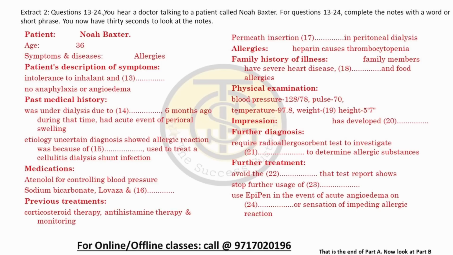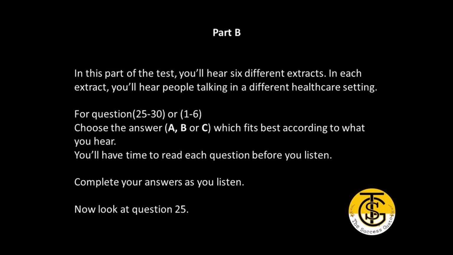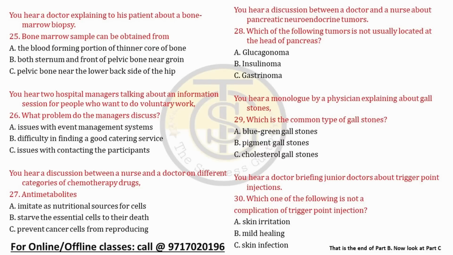That is the end of Part A. Now look at Part B. Part B. In this part of the test, you'll hear 6 different extracts. In each extract, you'll hear people talking in a different healthcare setting. For questions 25 to 30, choose the answer A, B or C which fits best according to what you hear. You'll have time to read each question before you listen. Complete your answers as you listen. Now look at question 25.